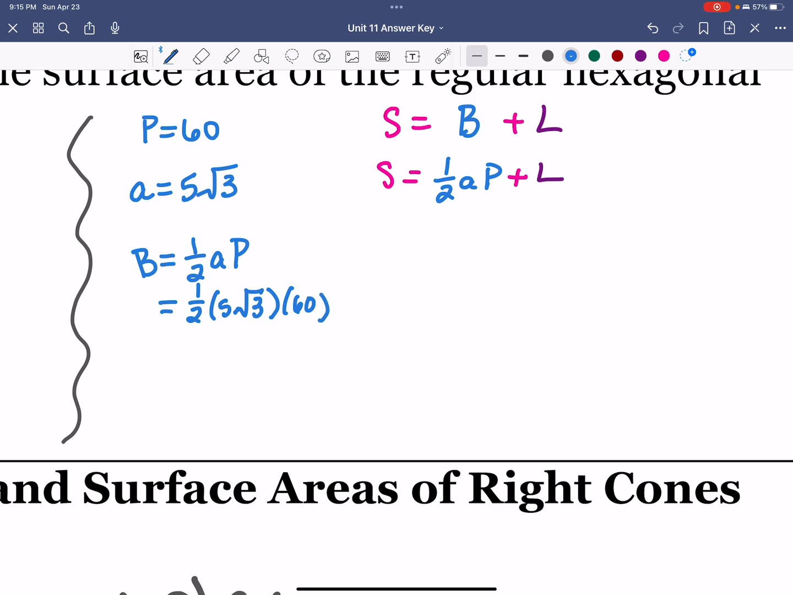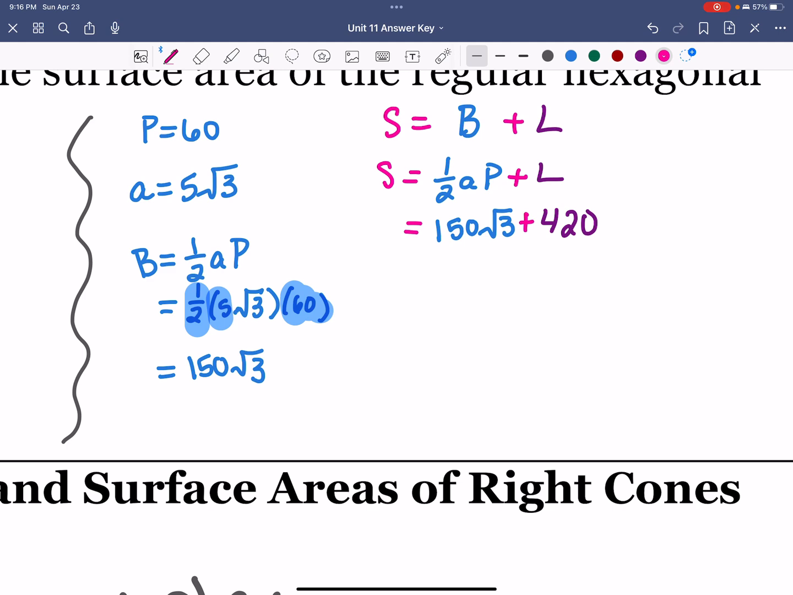And then I simplify this a little bit. I can go ahead and combine these terms. So I have my base area to equal 150 square roots of 3. I can take this and plug this in up here. And then we're just going to add that lateral area of 420.